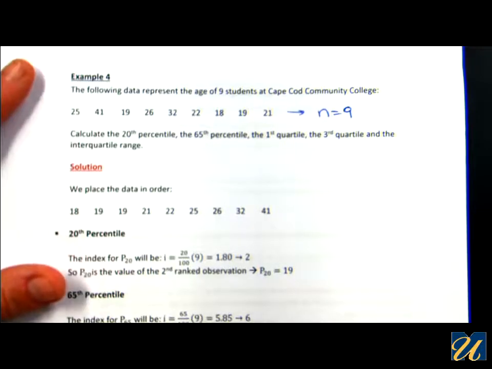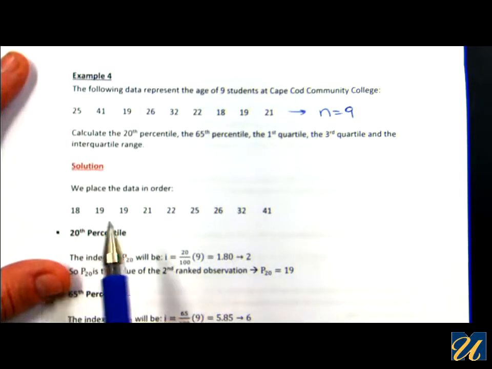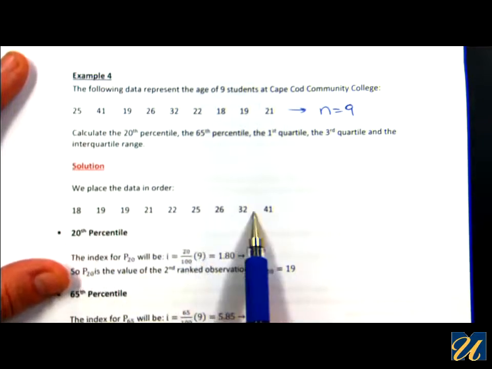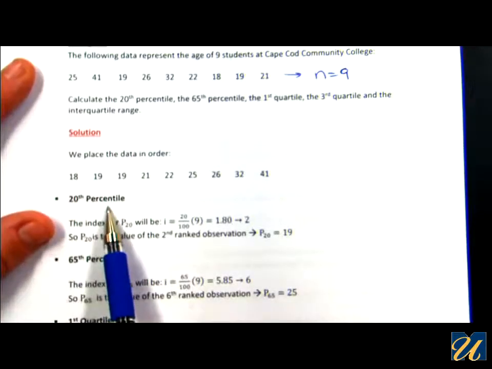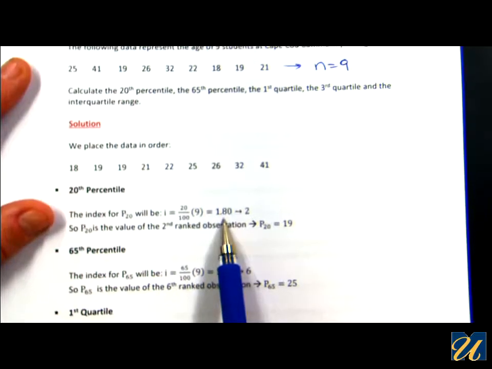First thing we do when we calculate percentiles or quartiles is place the data in order. That's really, really important, and you cannot forget that. So we always place the data in ascending order. I want to calculate the 20th percentile. i will be equal to 20 over 100 times 9 because N is equal to 9. This will give me 1.8.